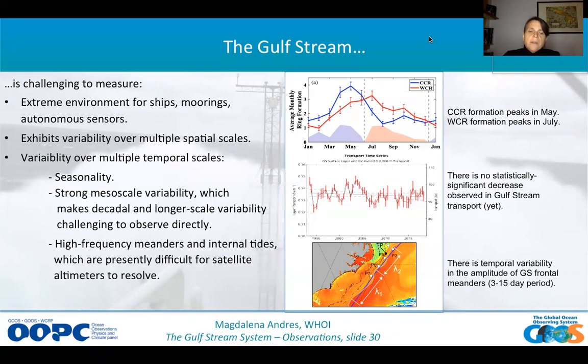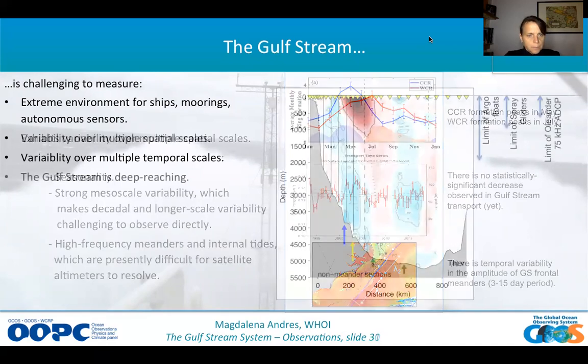In addition, high frequency meanders and internal tides are presently difficult for satellite altimeters to resolve, but they exist in the Gulf Stream. For example, there's temporal variability in the amplitude of Gulf Stream frontal meanders as it approaches Cape Hatteras, and those frontal meanders exist in about a 3 to 5 day period, which satellite altimeters presently can't resolve.